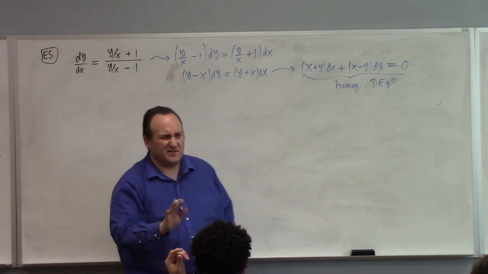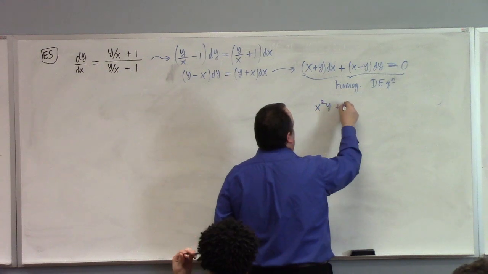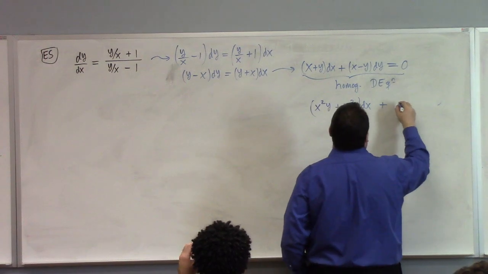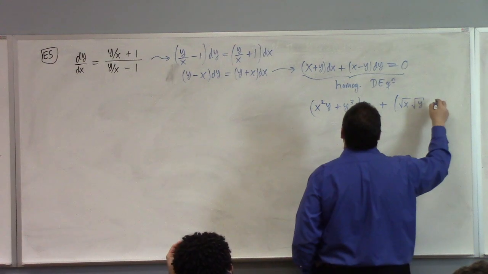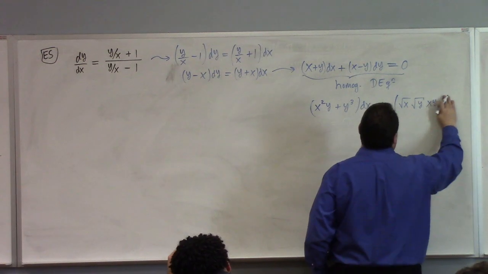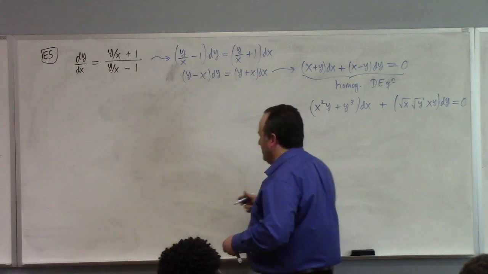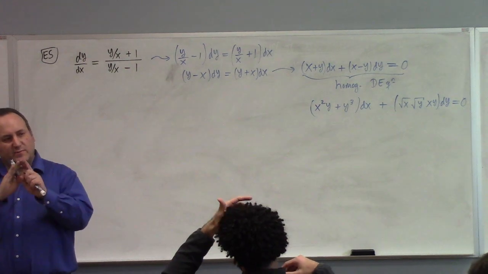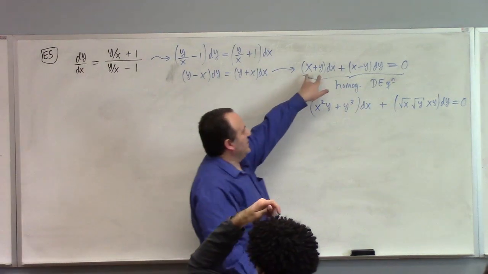Let me show you another one, just totally different. If you had something like x squared y plus y cubed dx plus the square root of x, square root of y, xy dy. I'm not going to try to solve this one, but that would also be a homogeneous differential equation in the sense that the sum of the powers of x and y is the same for each term. So like, see this one, all of the powers are 1.